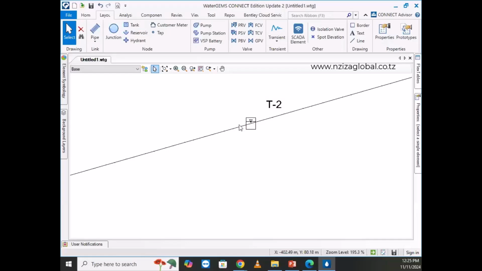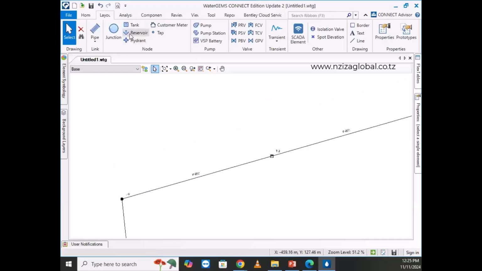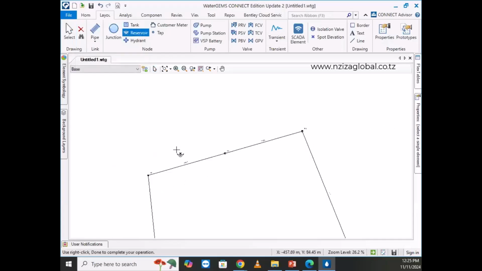We are good? Okay, then you can also add a reservoir. A reservoir, what is the difference between a tank and a reservoir? The reservoir is an open structure, the water storage. The tank is closed. So to me, you can take a reservoir like a dam or like a source. Each source, you can take it like a reservoir.